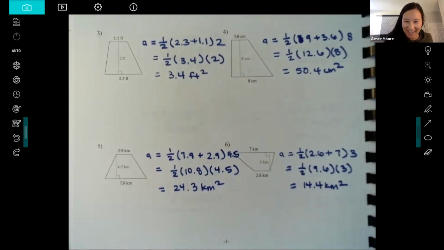Was it as bad as it looked? No, I know it looks scary, but it's really not that bad. Yeah.